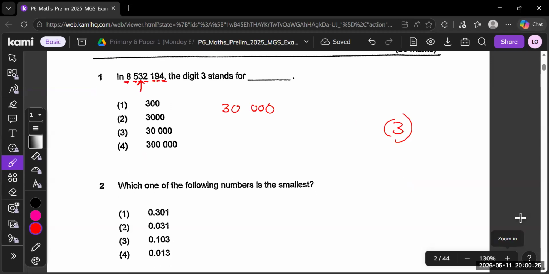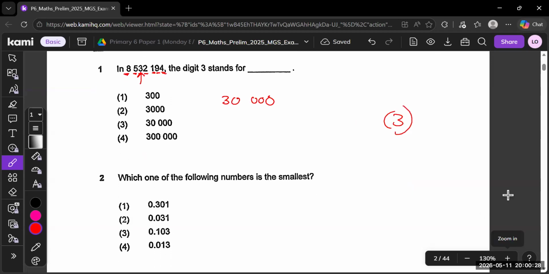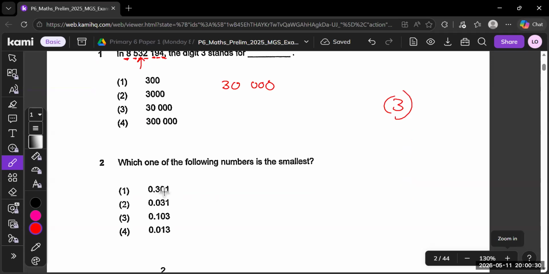Okay, question number two. This is easy. Which decimal is the smallest? You just look at the numbers. 0.301, 0.31, 0.103, 0.13. That's the smallest already. So the answer is number four, the smallest decimal.